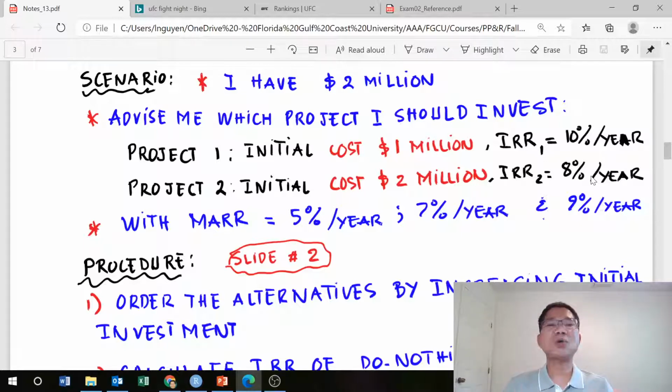So the next question is, both are viable. Which one should I go with? 1 or 2?